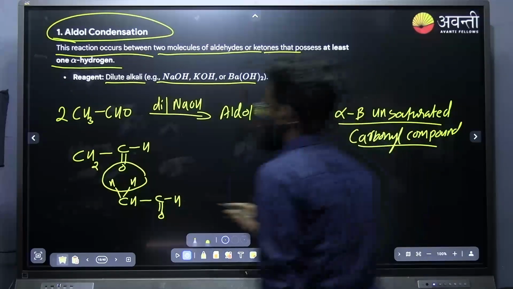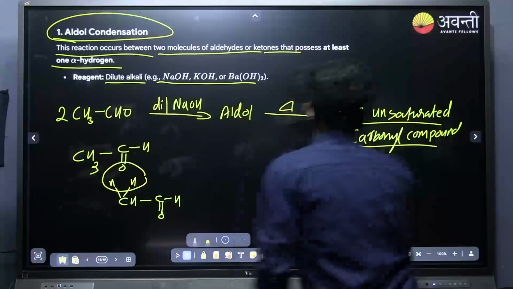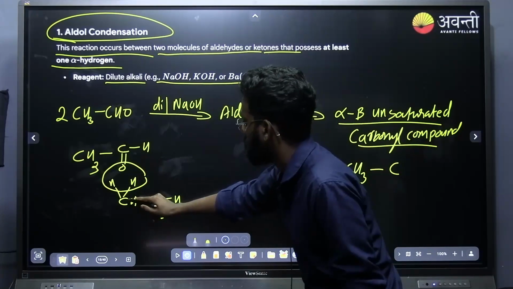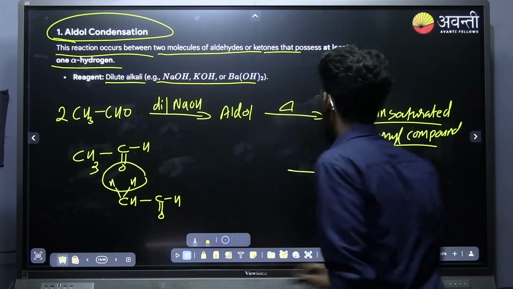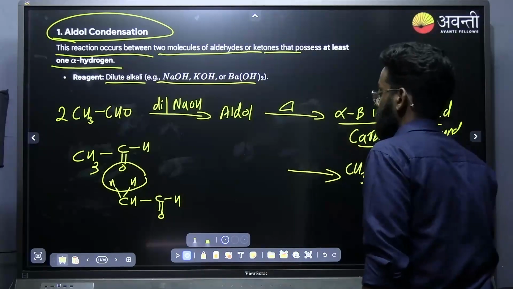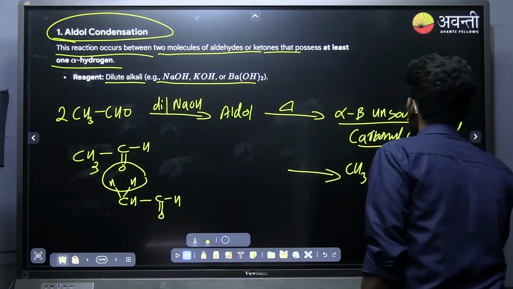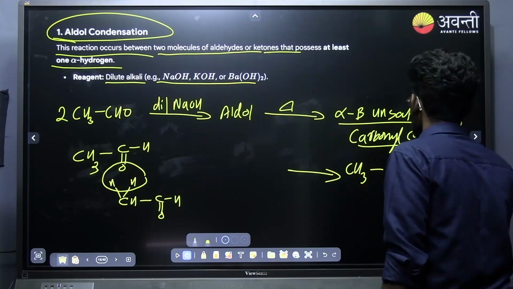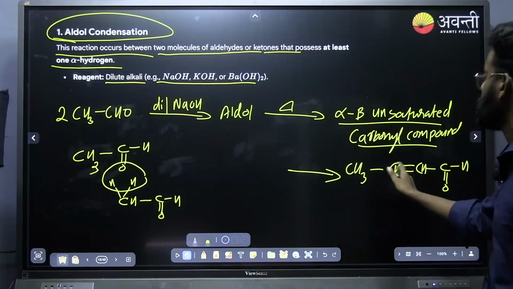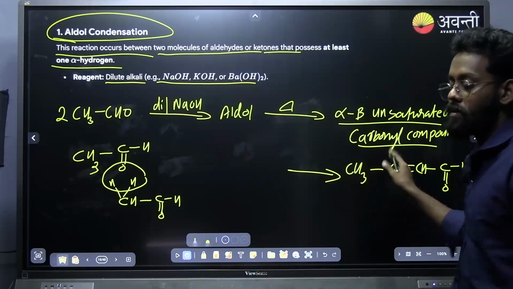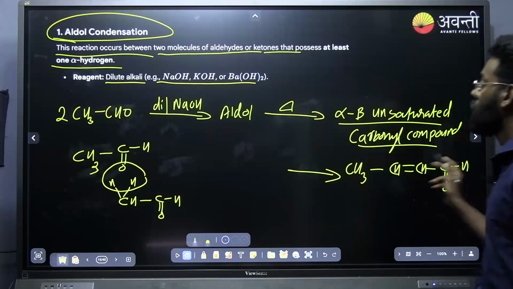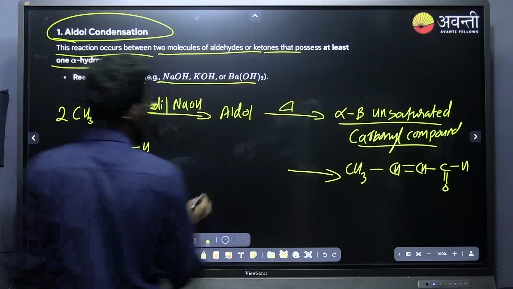So there is CH3, then C, then this carbon and this carbon will be combined with a double bond, C double bond C, then C double bond O H. Okay, this is how we can easily find out the alpha beta unsaturated carbonyl compound. Okay, now my next thing is how we can find out the aldol product.